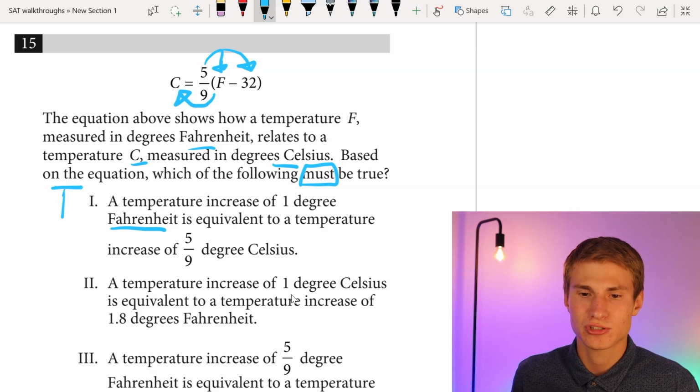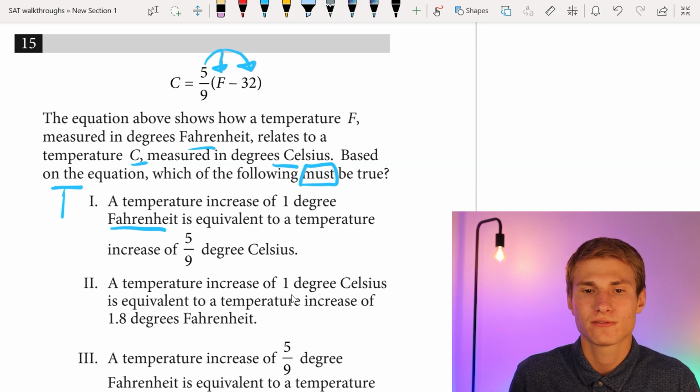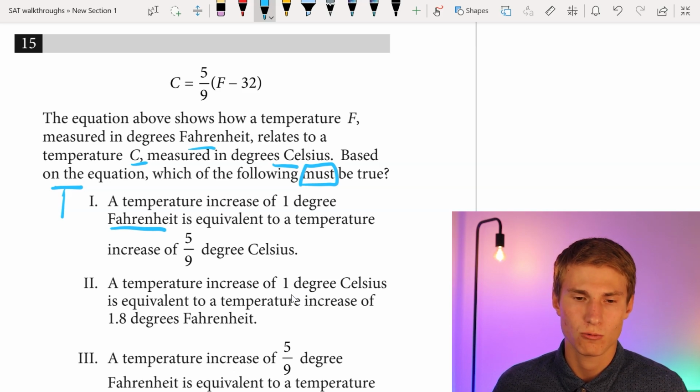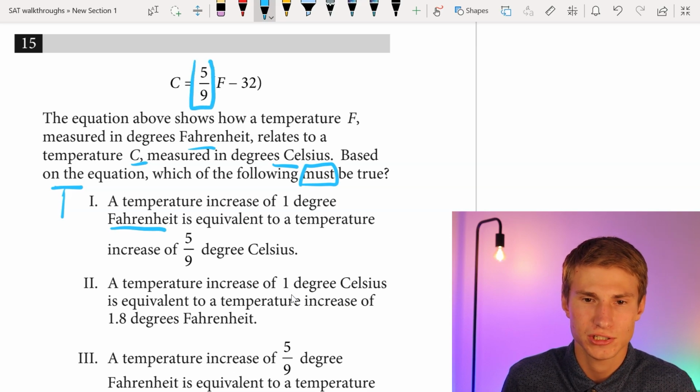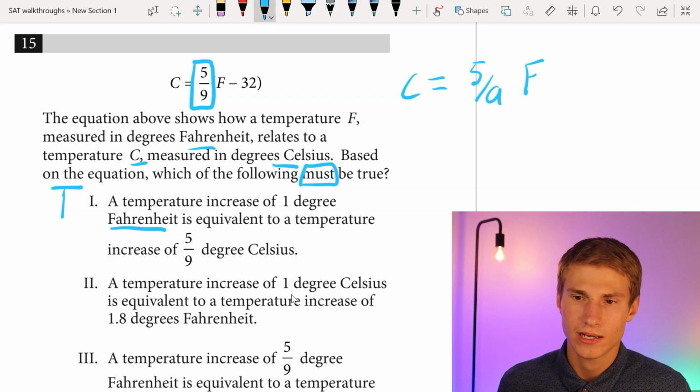Next up, number 2, a temperature increase of 1 degree Celsius is equivalent to a temperature increase of 1.8 degrees Fahrenheit. Well, if we were to go ahead and flip this, and we wanted to write how many degrees the Fahrenheit increases based on a 1 degree increase in degrees Celsius, what we'd have to do is flip this fraction, okay? Because we know that degrees Celsius is going to increase with Fahrenheit by this ratio. So all we got to do is flip it then, right?